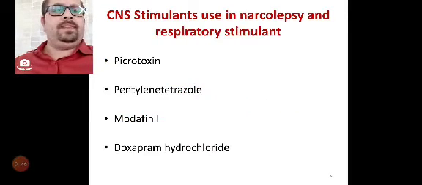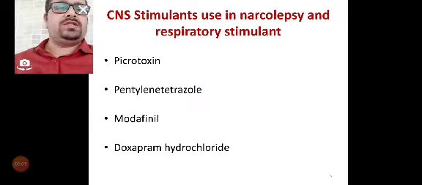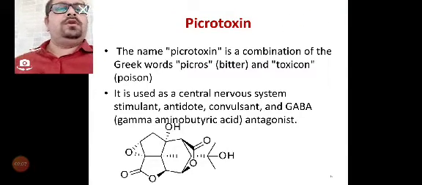The first is the CNS stimulants used in narcolepsy and as respiratory stimulants. Under this class, we are going to see the four drugs which are listed on your screen. The first drug is picrotoxin. The second drug is pentylenetetrazole. The third drug is modafinil, and the fourth drug is doxapram hydrochloride. So first we see the drug picrotoxin.